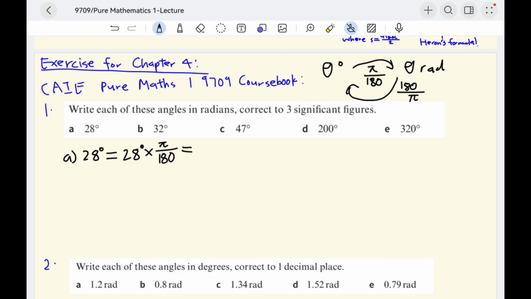So for part A, you will get 0.489. Okay, this one must be an accurate answer, because candidates should follow the standard answer from the requirements of the instructions. Okay, and carry out the same steps for the other parts. So let me repeat my words.